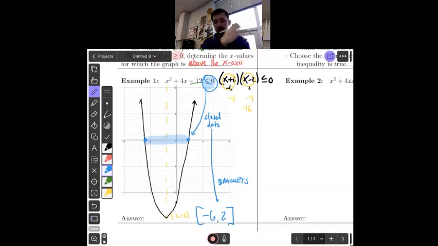So if I plug in -10, I'm not going to get a negative value. If I plug in 5, I'm not going to get a negative value. If I plug in -5, I will. Plug in 0, I will. Yeah.